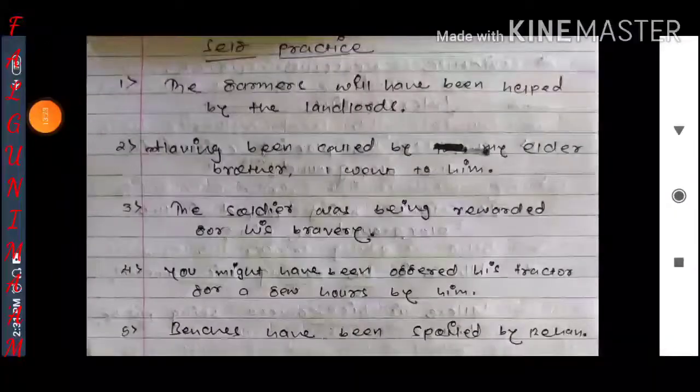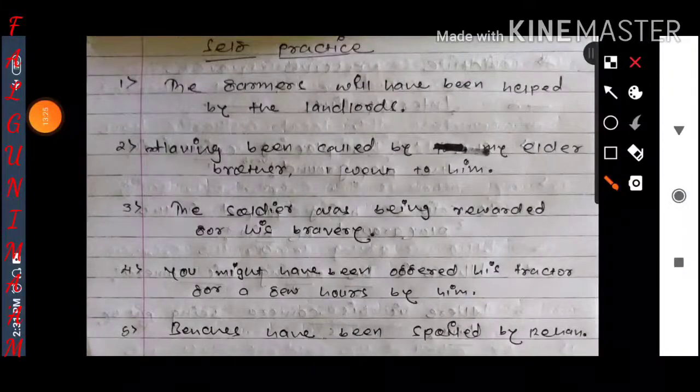Now we have self practice sentences, and this will help us with whatever we learned before. So first one is, the farmers will have been helped by the landlords. The farmer is your subject. After "by" you will get your object, and help is verb. Now it's time to convert into definitely an active one. So यहाँ पे been remove होगा, वो आपको मैं hint दे रही हूँ, बाकी का काम आपको करना है. I will not help you out.